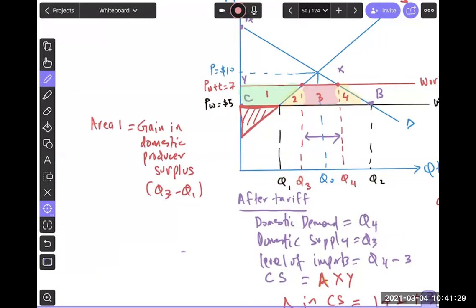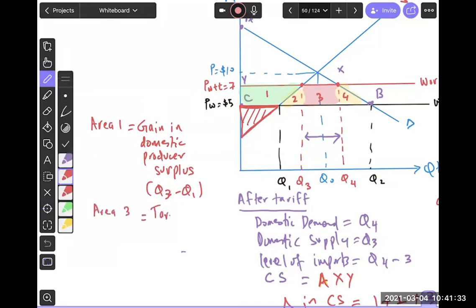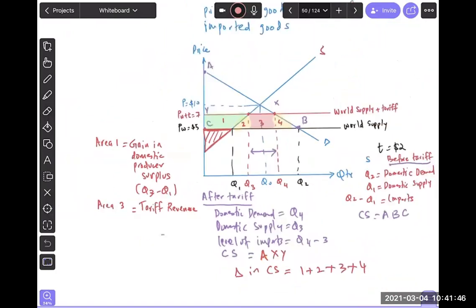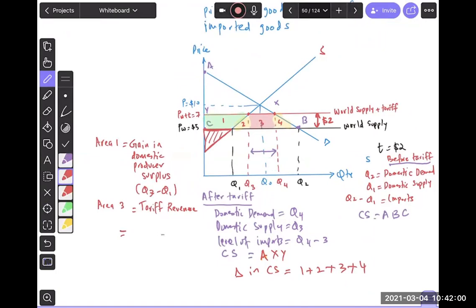What is area 3? Area 3, we say, is your tariff revenue. Why? Because look at this, guys. The vertical distance is $2. This vertical distance, remember, if you look at this is $2. And the quantity sold is Q4 minus Q3. So tariff revenue will be T times Q4 minus Q3.